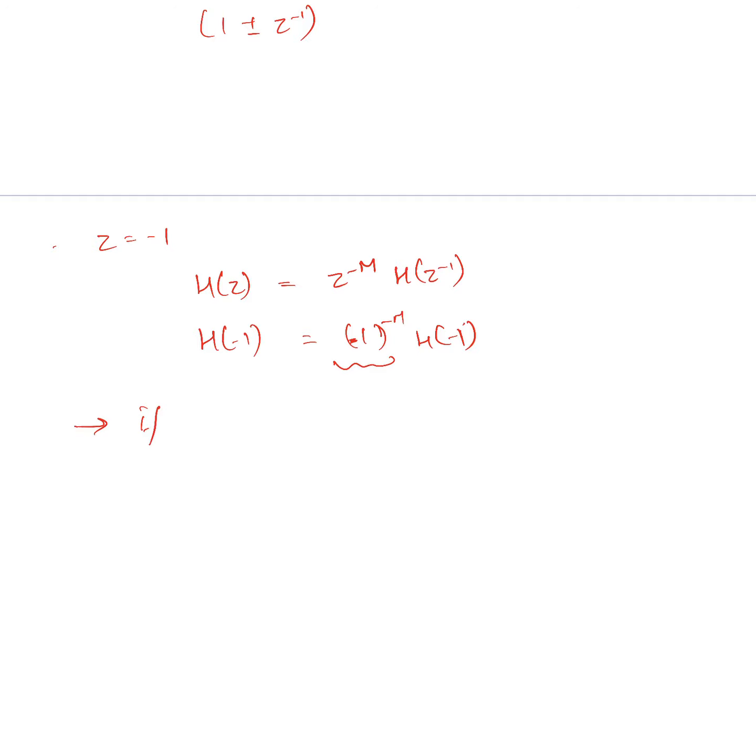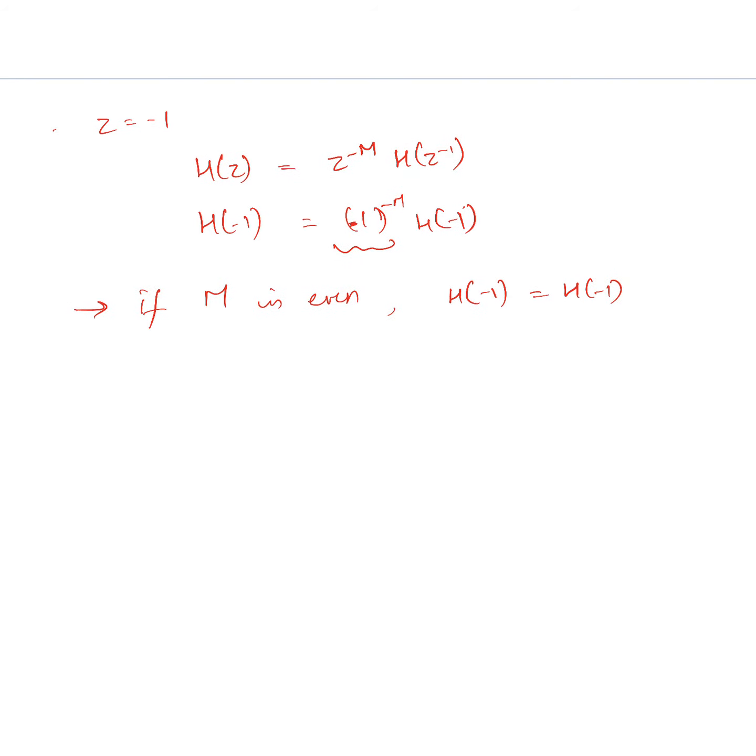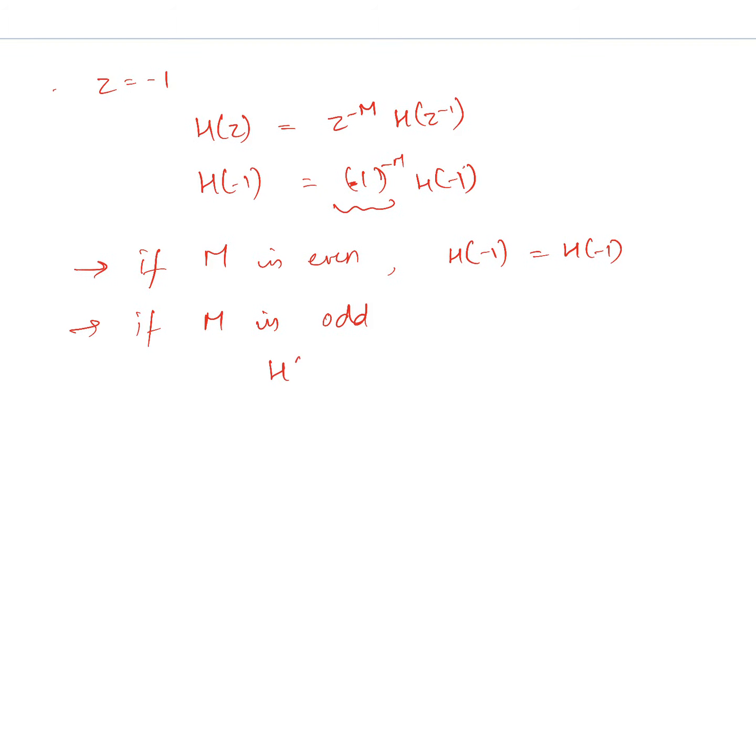So what does it say? If your M is even, in that case you will have a simple identity, because in that case you would have H(minus 1) equal to H(minus 1). So your minus 1 raised to the power minus M, M being an even number, would be 1. Now if M is odd, in that case you would have H(minus 1) equal to minus 1 times H(minus 1), right?